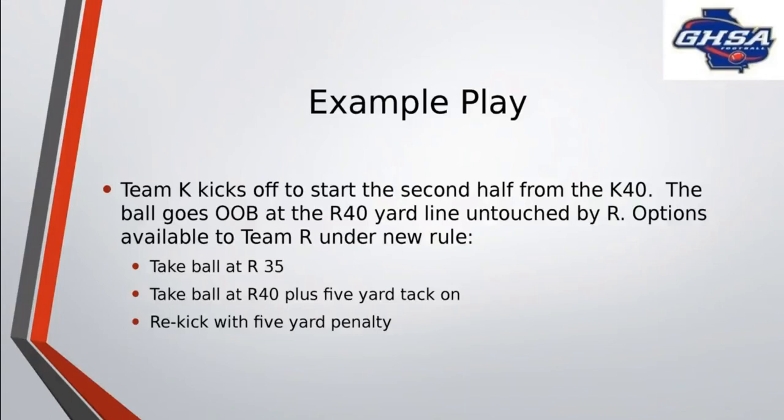One thing we cannot do is, if we give the ball at the R35, like we've always done, we cannot tack on yardage to that. Because that, again, is kind of the penalty. You can't double up on a penalty. So that's their only three options: take it at R35, take it at R40 and tack on 5 yards, or re-kick with a 5-yard penalty.